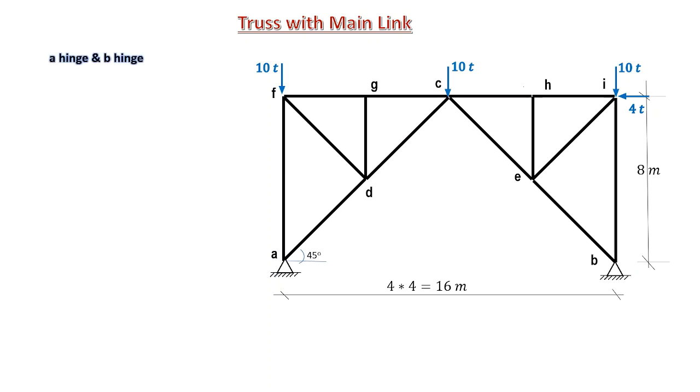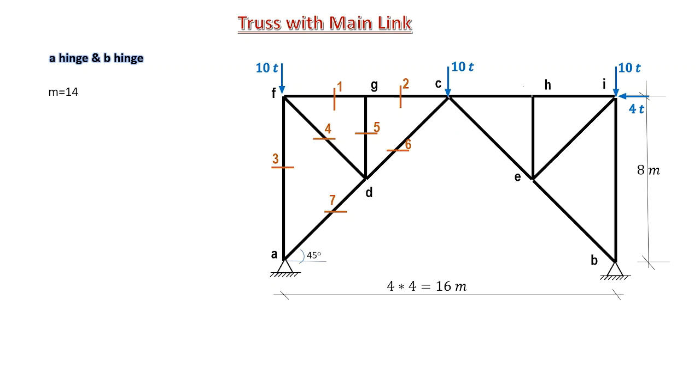Here we have two supports, one at A and the other at B, and both are hinges. Let us test the stability of our truss. We have to count our members, our joints, and our reactions. Let's first start with the members. We have member 1 here, FG, 2, 3, 4, 5, 6, and 7. 7 members at the left of C, and they are repeated identically right of C, so we have 14 members.